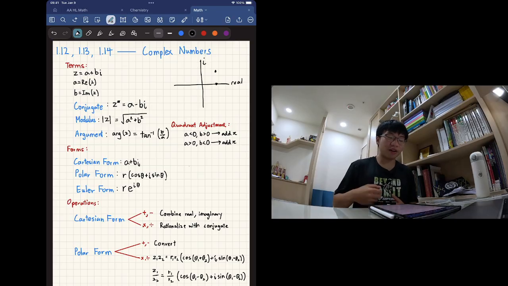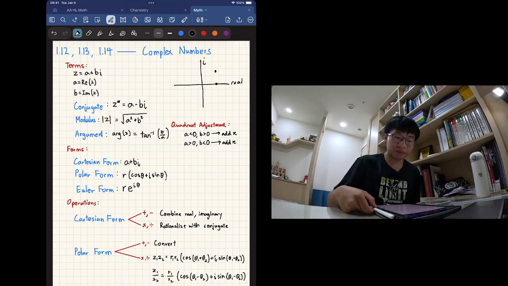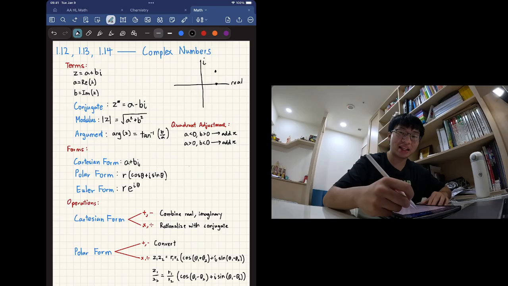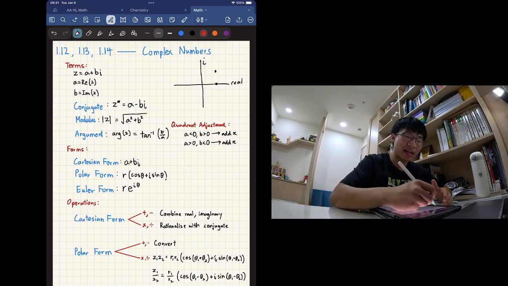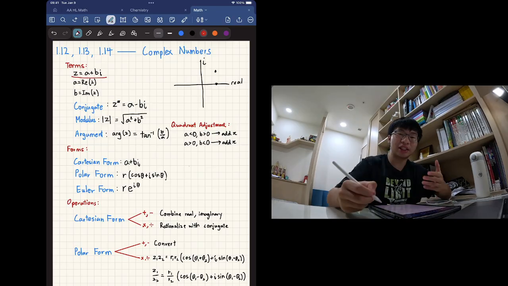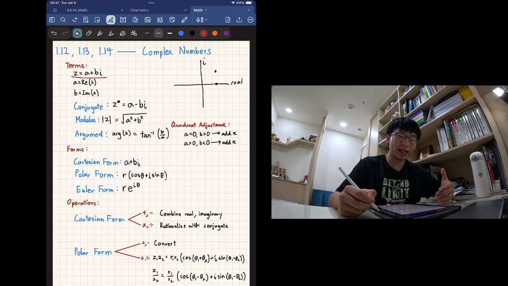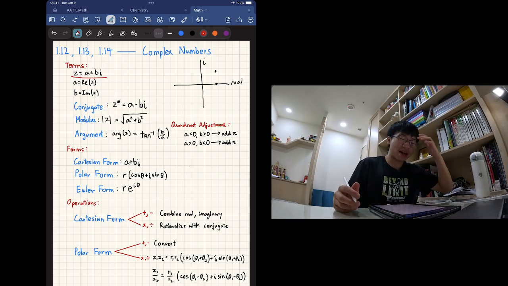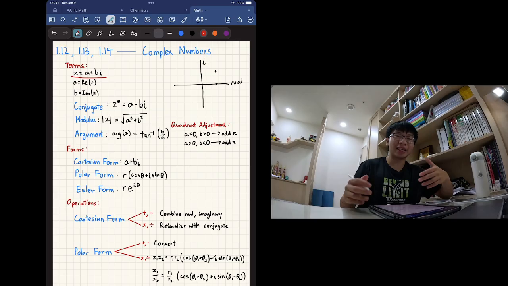When we're talking about the forms, given that a complex number is expressed as a plus bi, the conjugate is going to be a minus bi. That's how the Cartesian form of complex numbers is displayed. Given this, we know that a is the real part of z and b is the imaginary part of z, where z is a complex number.